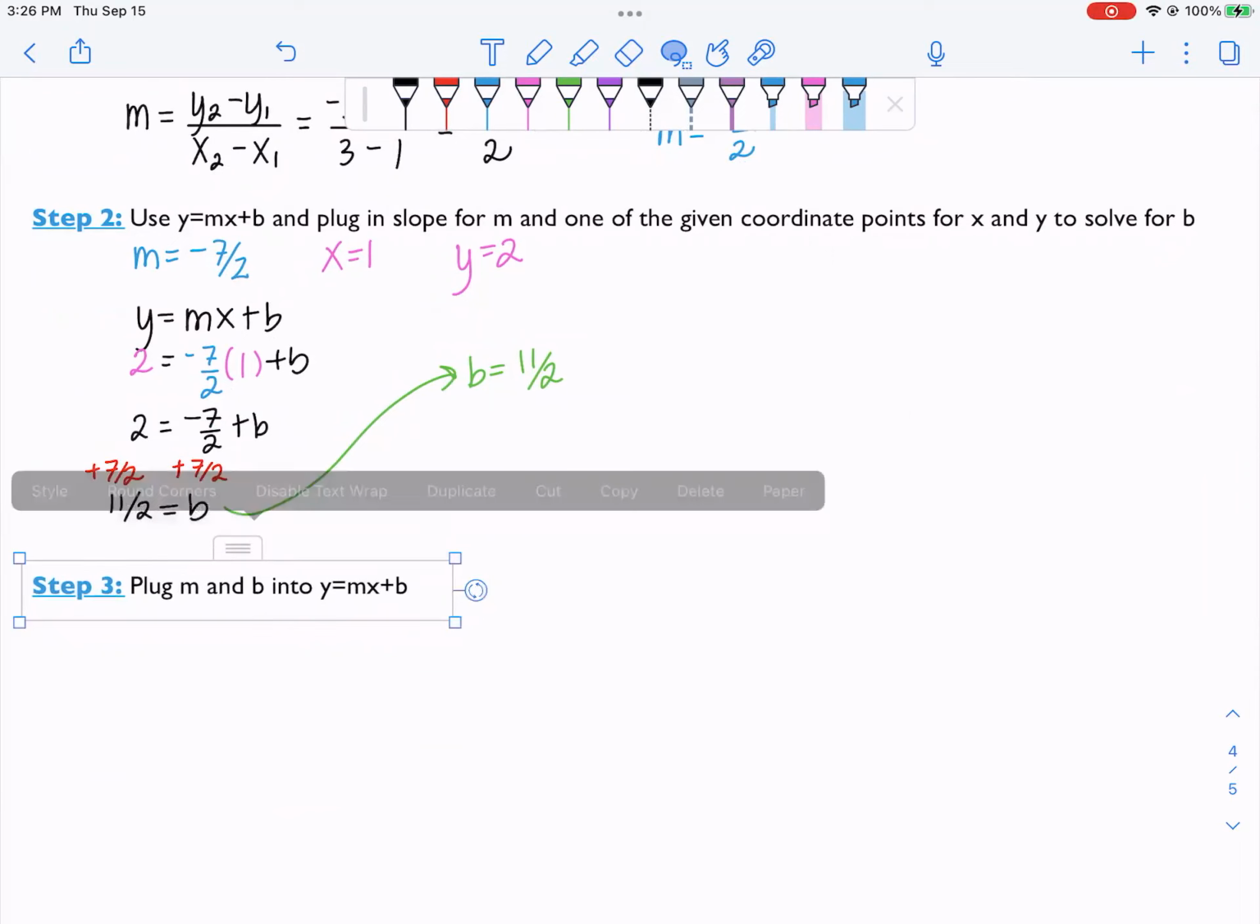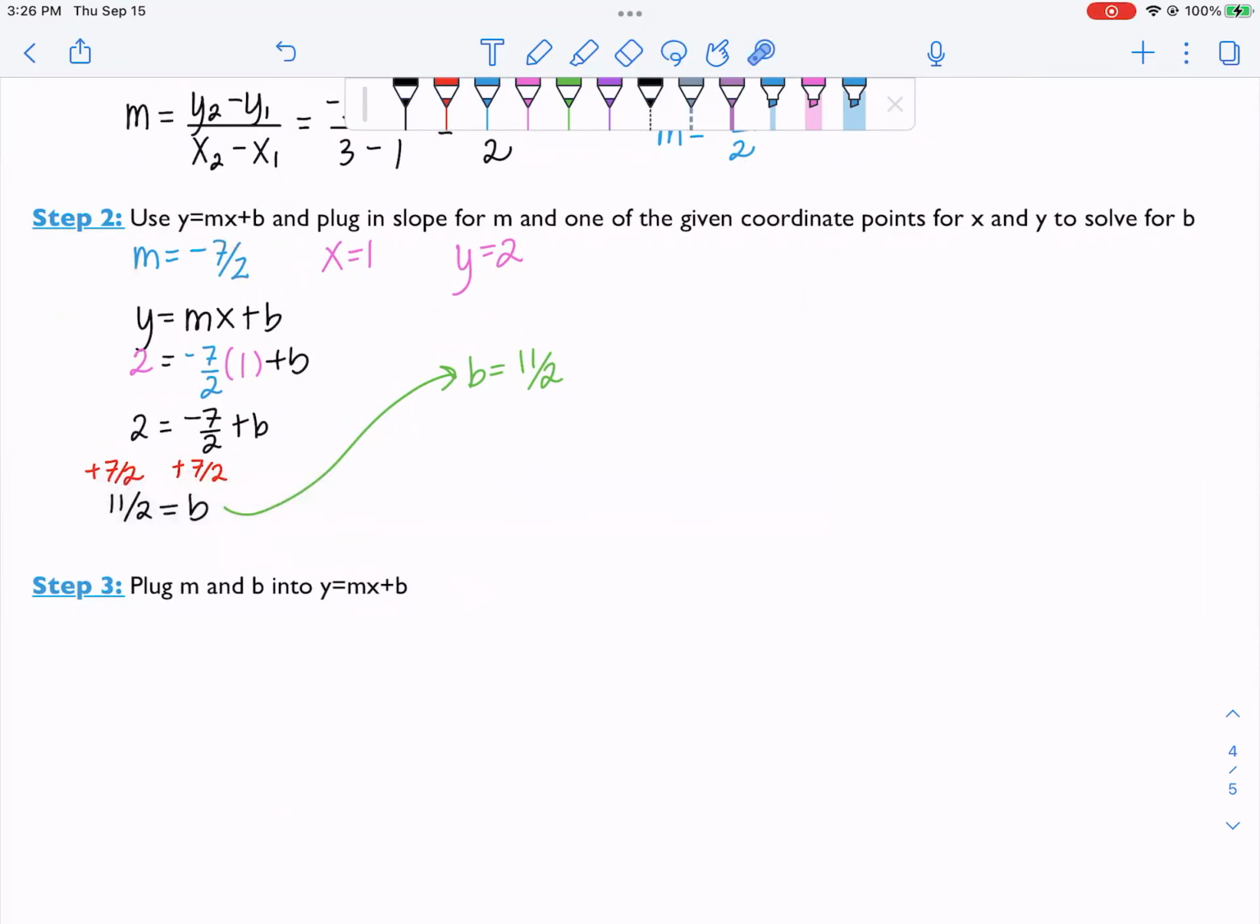So now that I have b and I have m, that's what I need to plug into y equals mx plus b. I don't want y and x to be plugged in my final answer. So I'm going to do y is equal to -7/2 is my m, -7/2 x, plus 11/2. And I am done.